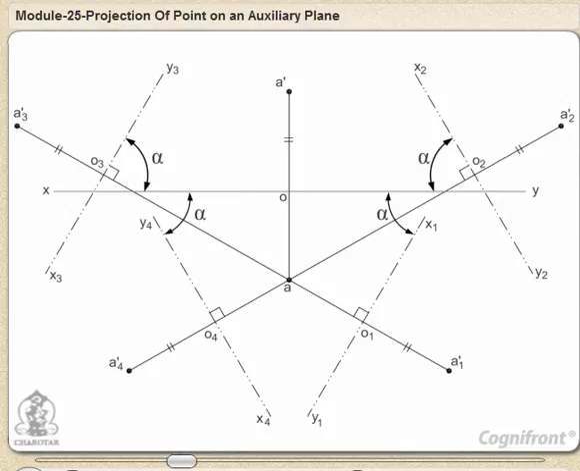The new reference line making the angle alpha with XY can be drawn in 4 different positions as shown in the figure by lines X1Y1, X2Y2, etc. All the front views are projected from the top view A and their distances from their respective reference lines are equal. That is, A'1O1 is equal to A'2O2, and so on, equal to A'O.